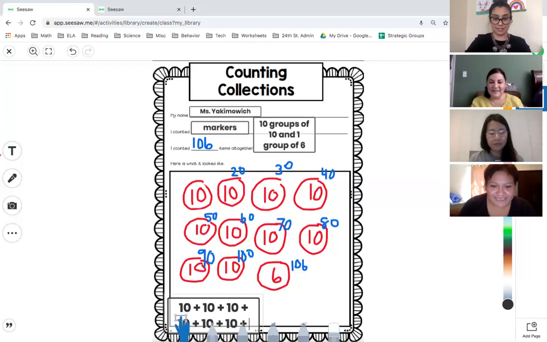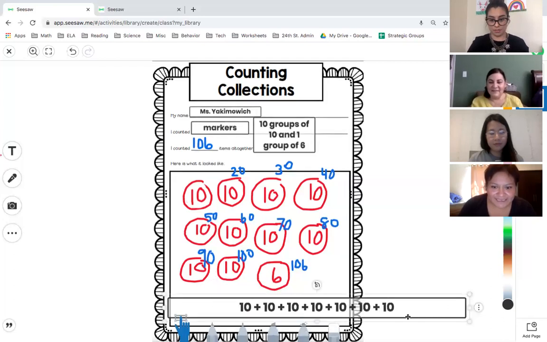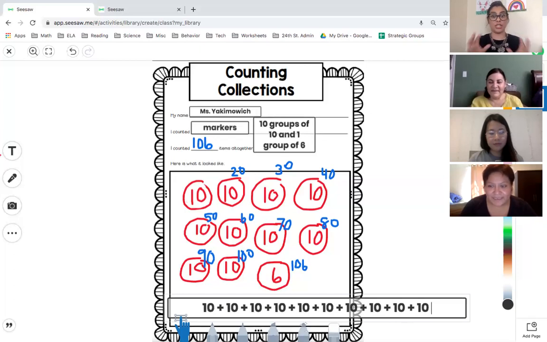6, 7. Let me make this bigger so that we can see it. 7, 8, 9, 10. Let's make sure that that's 10 tens because we have 10 groups of 10. 1, 2, 3, 4, 5, 6, 7, 8, 9, 10. Perfect. Cool. Yes, Ms. Rosales. You forgot the 6. Oh man, yes, I did.